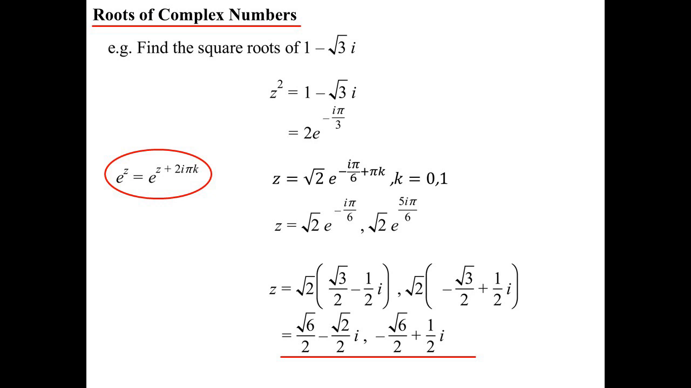Don't know that I actually do it that way, to be honest. I don't think that's the best way of finding the square root of a complex number, but it is another way you could find the square root of a complex number.